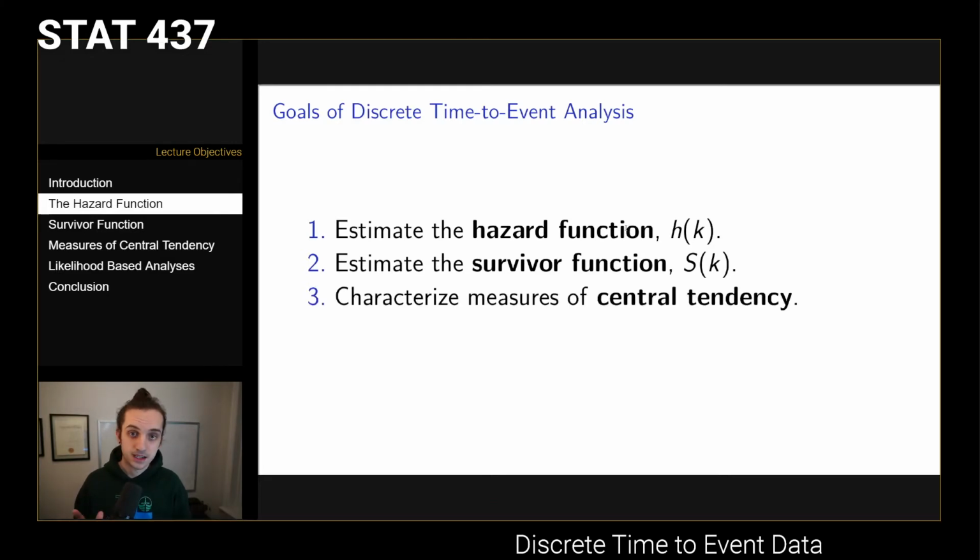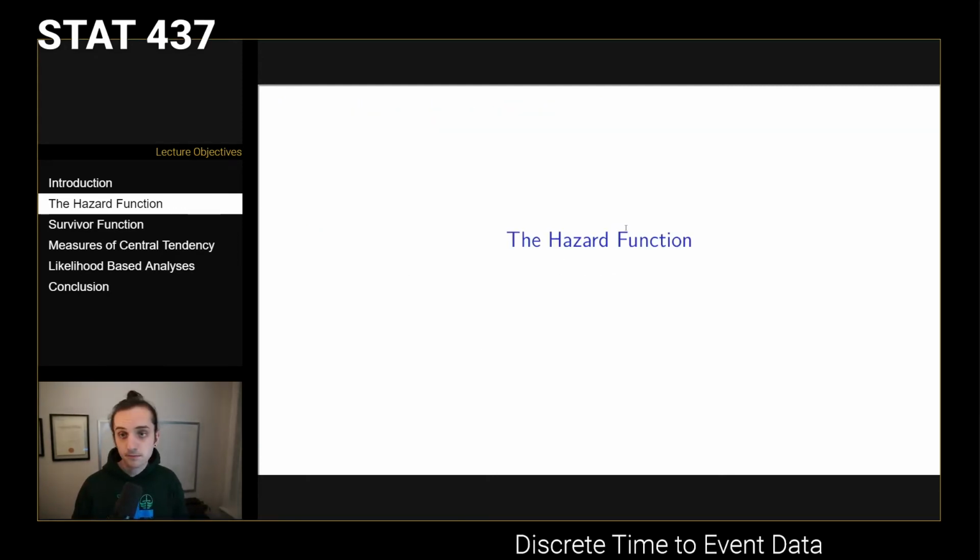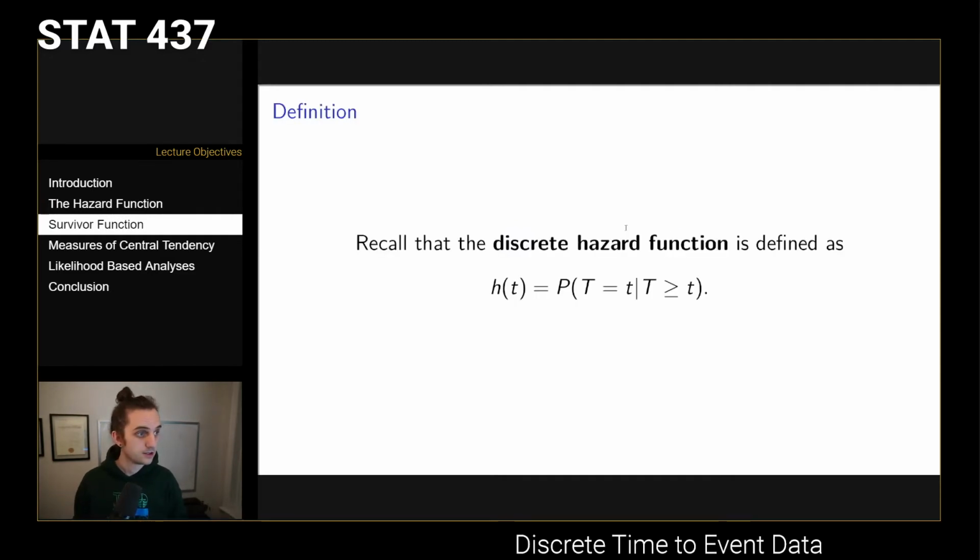And we also want to be able to characterize the measures of central tendency. And finally, we're going to wrap this up in terms of a likelihood-based analysis. Okay? Hopefully you remember all of the definitions of these quantities of interest here. If not, I'd advise you go back and take a look at the last lecture. But these are the quantities that are going to be sitting at the heart of the survival analysis that we do. So to begin, let's start talking about the hazard function.